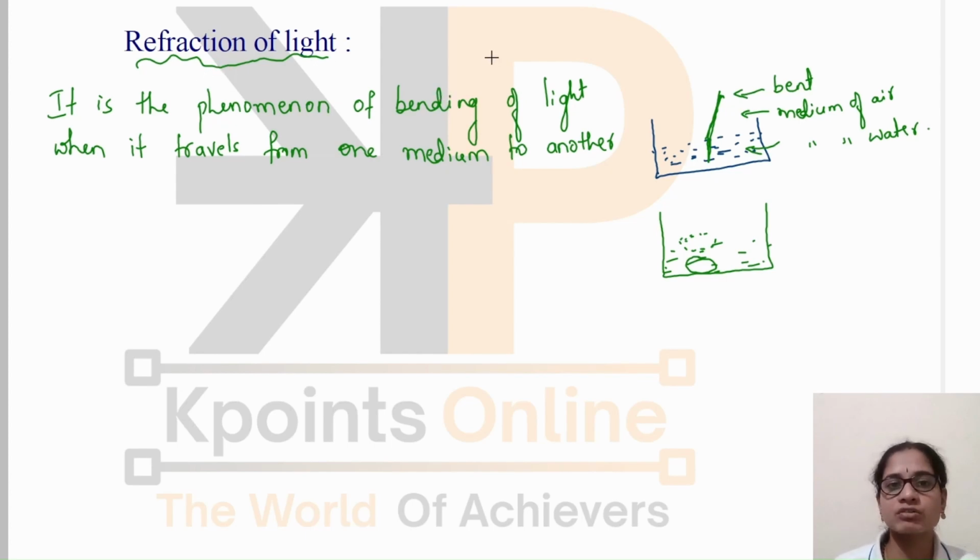Because of this refraction of light, these things are observed here. The pencil which is kept in the water medium, half of the pencil is in the water medium, half of the pencil is in the air medium. Yes, when we look at it from the outside, what happens? The pencil seems to be bent because of refraction of light. When the rays of light enter from air to water, these rays are bent, and when these rays are bent, these bent rays get reflected back to our eyes, because of which this pencil seems to be bent here. Similarly, in the case of the coin also.